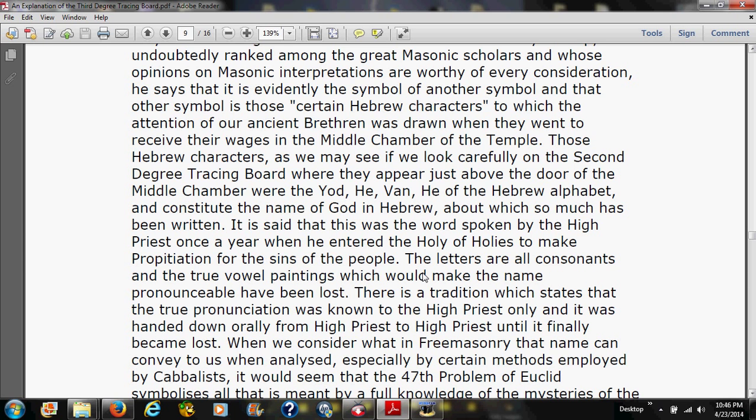And I digress. The letters are all consonants, and the true vowel points, which would make the name pronounceable, have been lost. There were no vowels in Hebrew, so I don't even know what to say about the true vowel points, which would make the name pronounceable. How would there be vowel points? There's no vowels in Hebrew. But anyway, again, I digress.